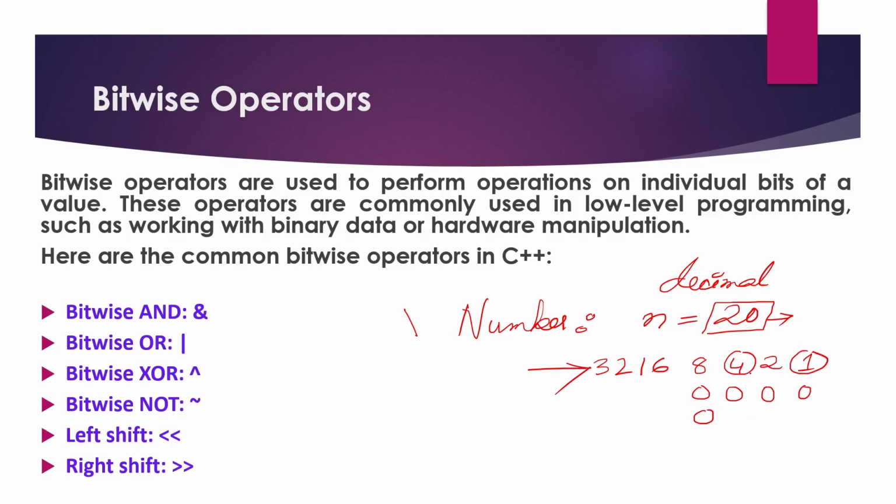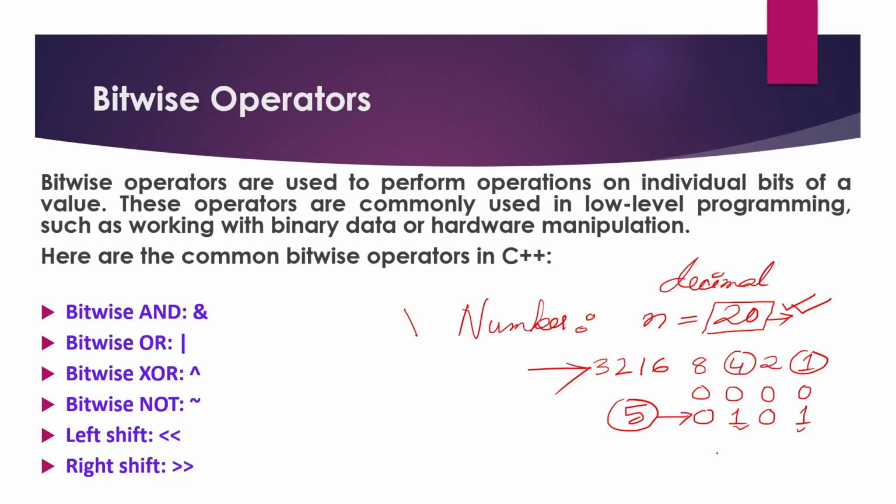So I can say 0. Wherever you are adding those numbers, you will put 1, 0 and again 1. So this will be 4 plus 1, 5. So 0101 will be the binary equivalent of 5. Okay, got it?